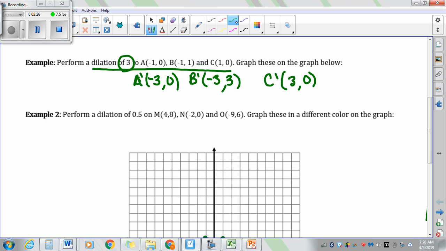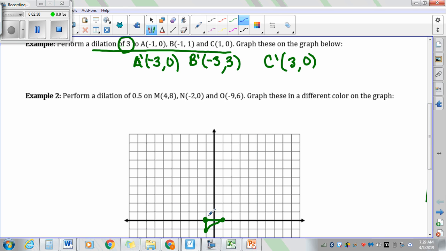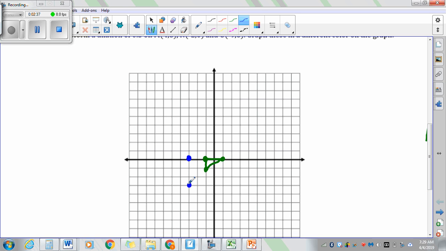So I'm going to actually graph these in blue. So you can see that originally we had this little tiny triangle, but now A prime is here, B prime is here, and C prime is here. So you can see that we've taken this triangle and we made it bigger, right? We increased it by a factor of 3.